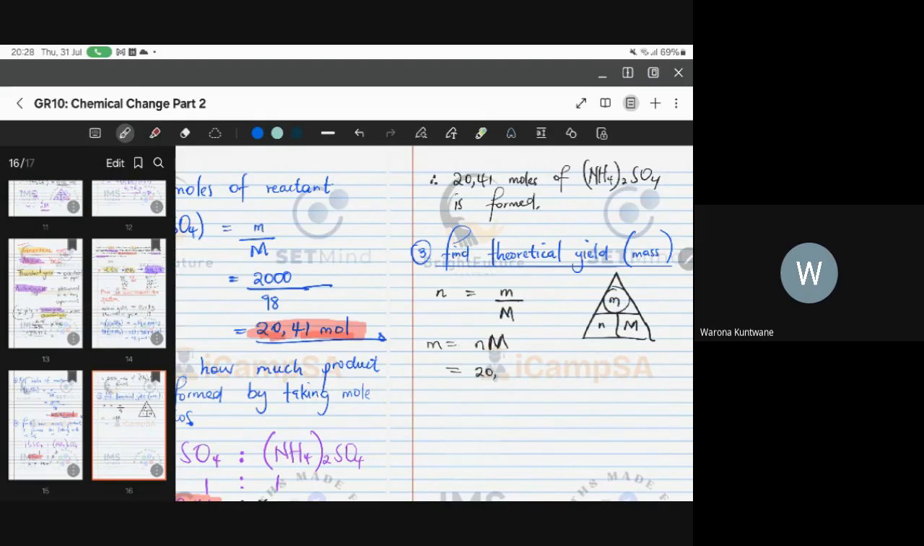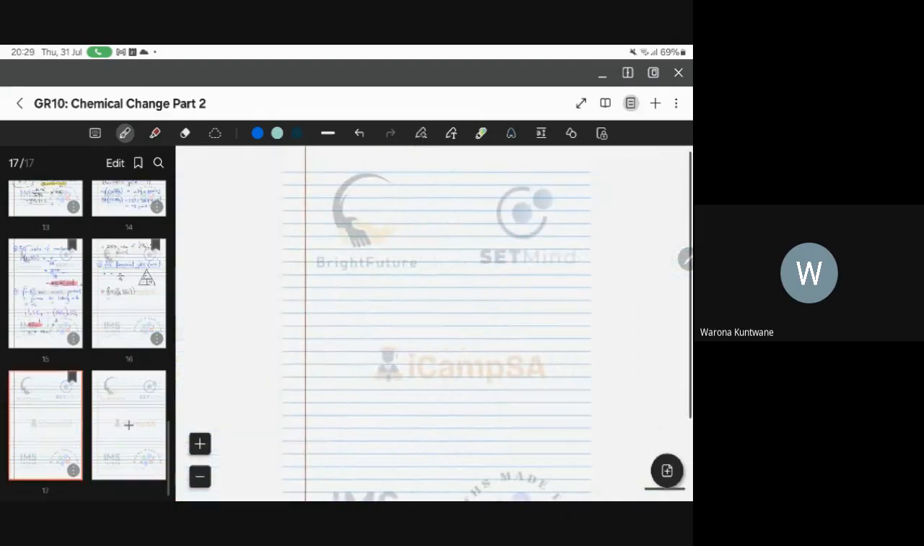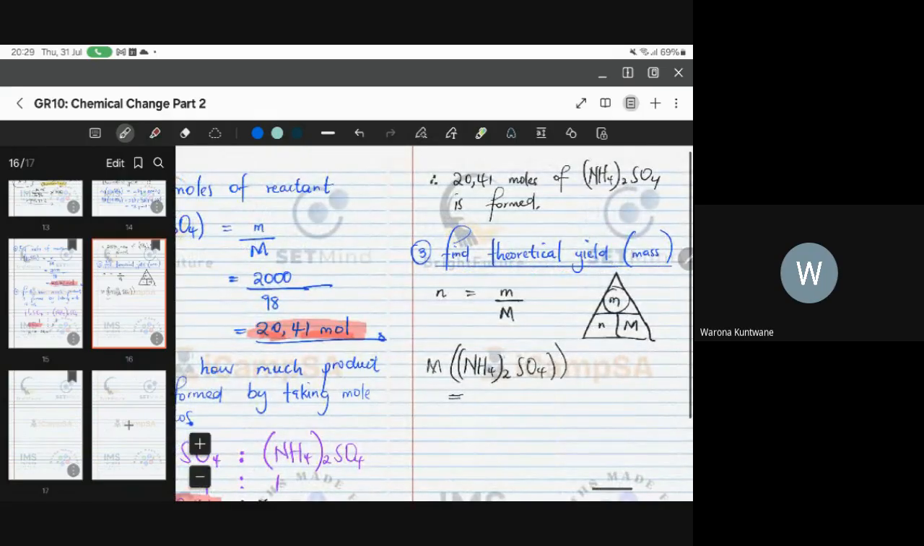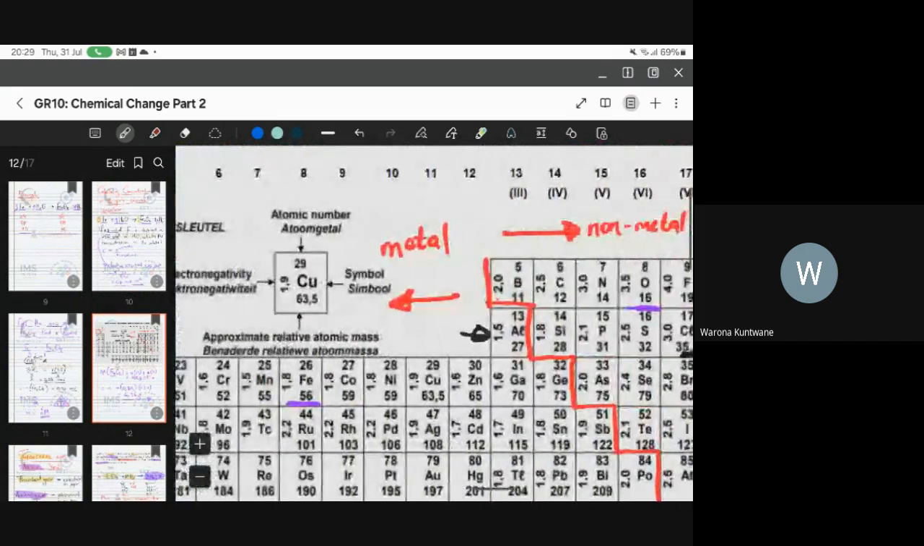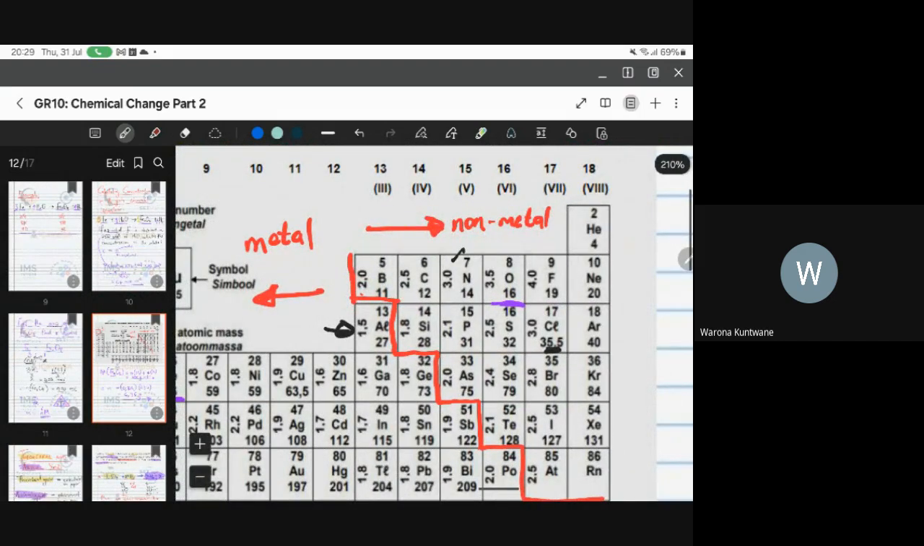So that is 20.41 times the molar mass for this guy. Do we have our molar mass? No. So we must find the molar mass. What is the molar mass of (NH4)2SO4? You go to your periodic table, you find nitrogen, you find hydrogen, and so on. Nitrogen is 14, hydrogen is always 1, sulfur is 32.